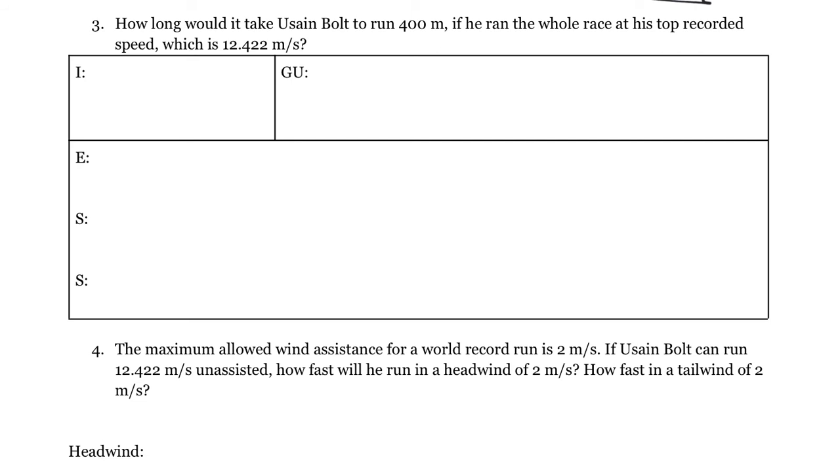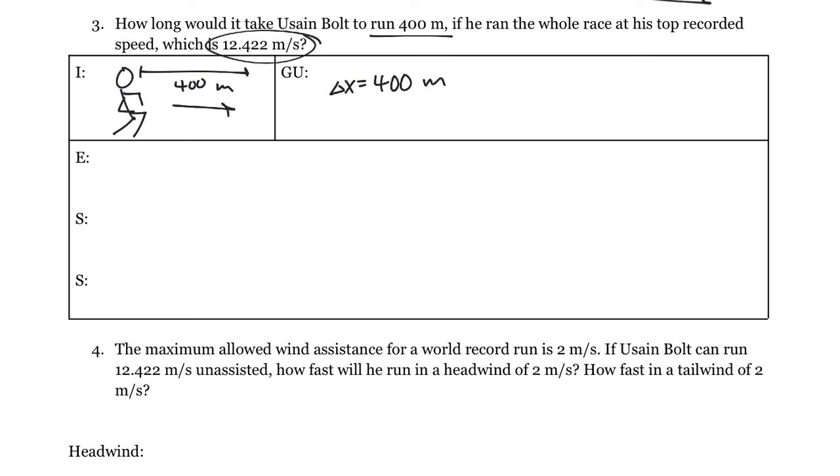All right, so for images, we're going to do Usain Bolt, my best stick figure impression of Usain Bolt running. I don't know how someone's arms look while they're running. They probably don't look like that. But okay, so he's running 400 meters to the right, as per usual in my world. Okay, and things that we know are he's running 400 meters. That is his change in position, how far he goes. And at his top speed, 12.422 meters per second.